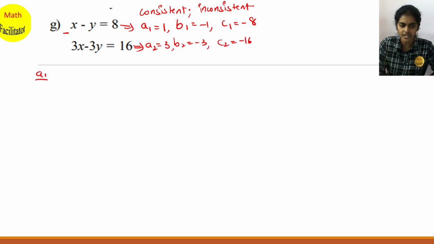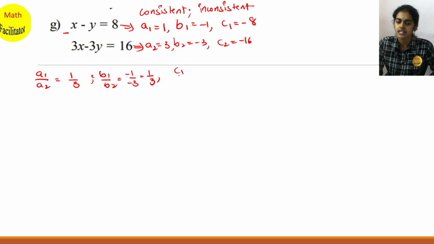So you will always find the A1 upon A2 ratio. A1 upon A2 is 1 upon 3. What is B1 upon B2? B1 upon B2 you will get as minus 1 upon minus 3, which is nothing but 1 upon 3. C1 upon C2 I am getting as minus 8 upon minus 16, which is 1 upon 2.